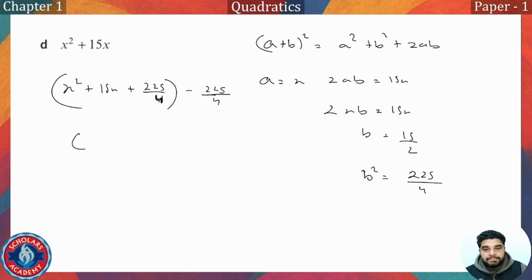Over here we get (x + 15/2) whole square and a minus of (15/2) square, or we can just leave it as 225 by 4, right? Anything will work. Clear? Okay.